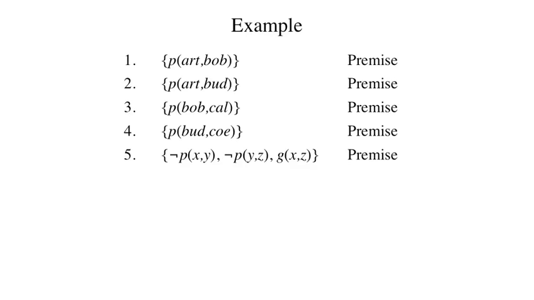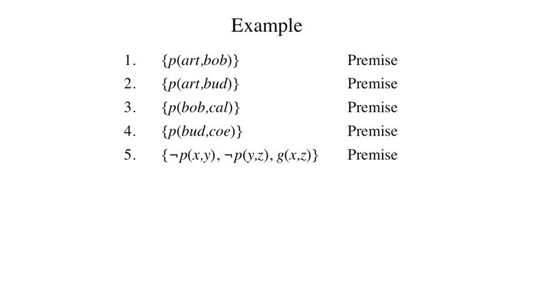As an example, consider a problem in the area of kinship relations. Suppose we know that Art is the parent of Bob and Bud. Suppose we know that Bob is the parent of Cal, and suppose that Bud is the parent of Co. Suppose we also know that grandparents are parents of parents. Starting with these premises, we can use resolution to conclude that Art is the grandparent of Co.